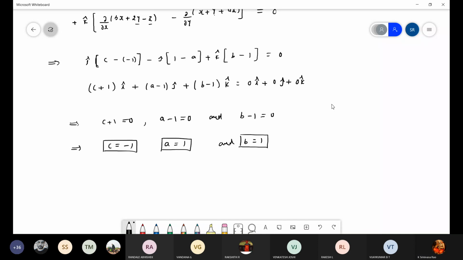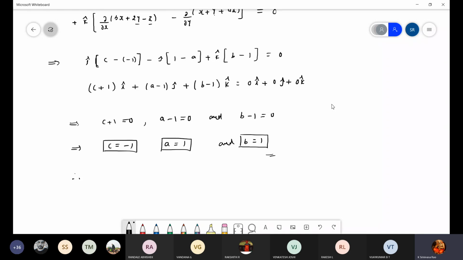Yes, sir. Okay, now actually if they ask only to calculate a, b, c, this is the end. This is one stage actually. Since we have to calculate phi by using F equals grad phi, we have to substitute these a, b, c into our problem.